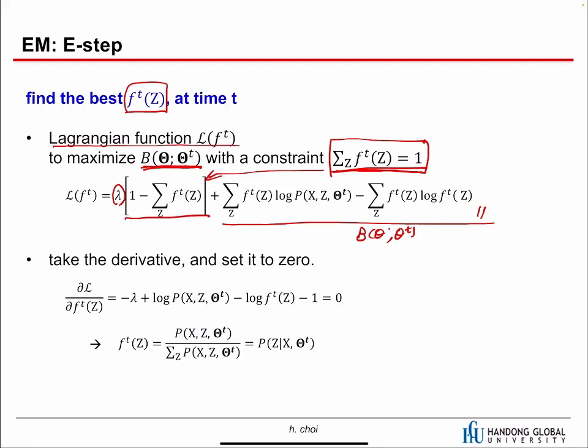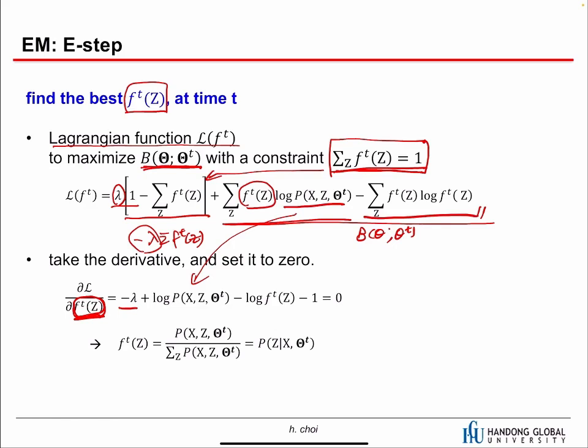So the next step is quite straightforward. Take the derivative and set it to 0. Just consider this one as a variable, and we'll take a derivative of this Lagrangian function with respect to this variable. Then this one will be cancelled, and now minus lambda times f of z. Then this one is minus lambda.